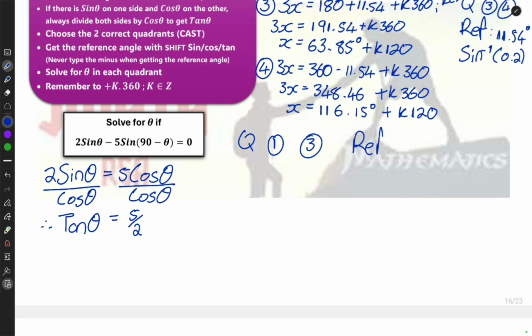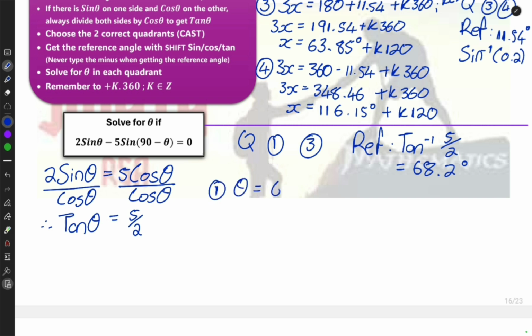My reference angle, I can now just say shift tan of 5 over 2. And my calculator tells me that is 68.2 degrees. So now I can go for the solution. I know I'm working in quadrant 1. So theta is equal to 68.2 degrees plus k 360. And then I need to tell them that k is an element of integers. That's it for quadrant 1.